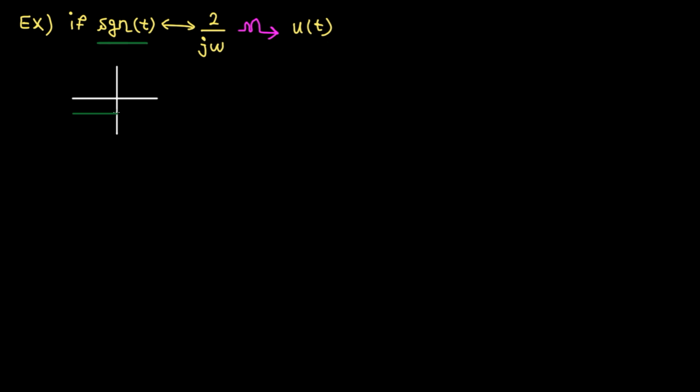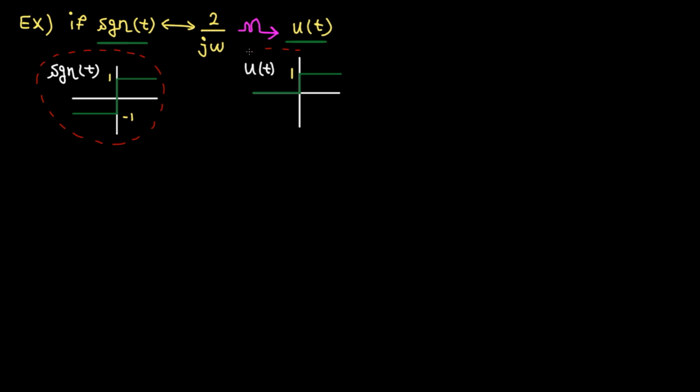Next example. If the Fourier transform of sine t is this, what is the Fourier transform of unit step function? Let me plot the sine t again. Also, as we know, unit step is 0 for negative t and 1 for positive t. Now, if we compare the shape of sine t with u of t, we can easily conclude that u of t is 1/2 sine t plus 1/2. Let me show you why.